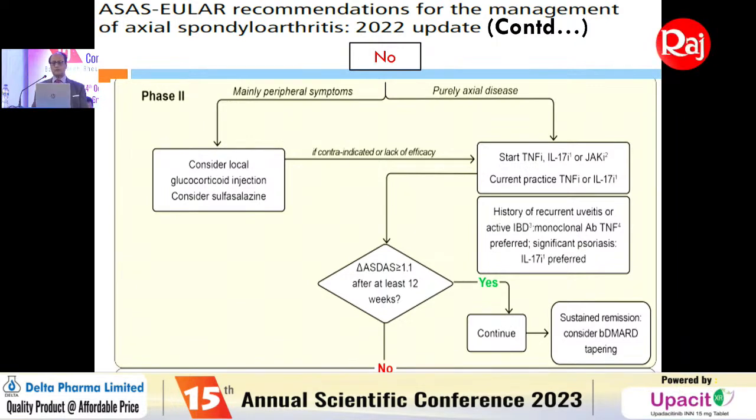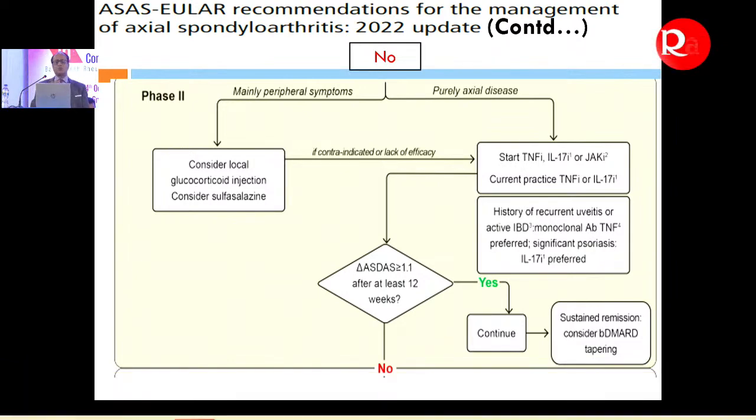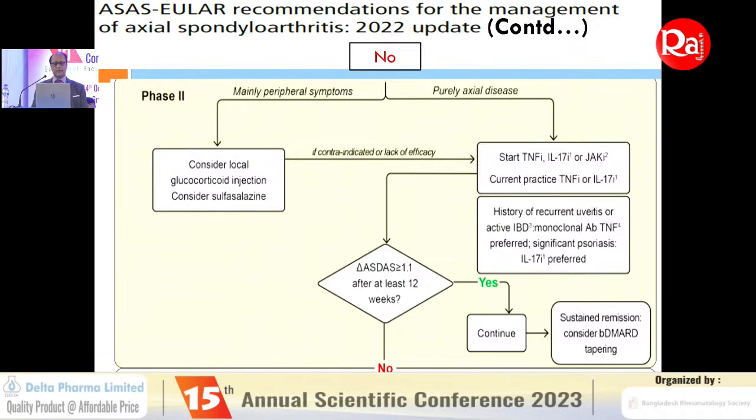So after 12 weeks, there is a measurement tool, an activity measuring tool. We call it ASDAS. If the change is 1.1 or more than 1.1, then we will understand that the patient is responding, and then we can continue with the same medication. Now the question will arise, is there any withdrawal or tapering of these expensive drugs?